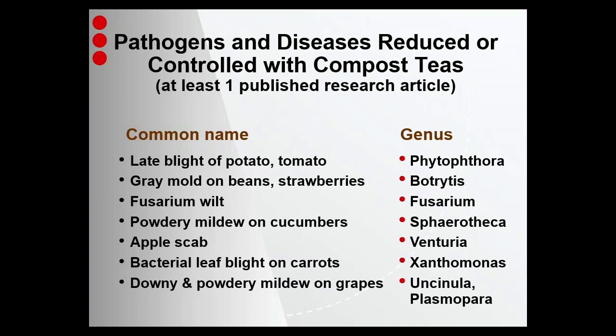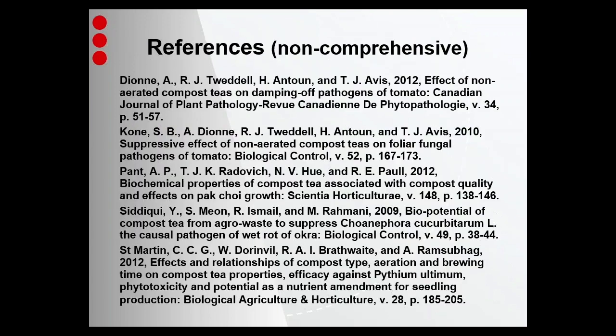So with all of those caveats, I'll say that again, there are dozens of studies showing the use of compost tea reduced or controlled certain diseases. Some examples of those would be late blight of potato and tomato, gray mold on beans and strawberries, fusarium wilt, powdery mildew on cucumbers, apple scab, bacterial leaf blight, and downy and powdery mildew on grapes. And this is very definitely not a comprehensive list, but just as an example, here are some of the published studies.